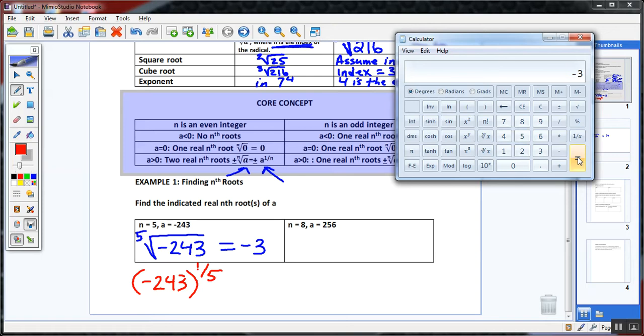Or I could have typed this in as negative 243 and raise it to what power? I could have raised it to the 1/5 power. Now, guys, when I raise this to the 1/5 power, where's my exponent key? Tell me if I'm getting warmer. Right here, x to the y, right? Make sure you put that 1/5 in as a fraction inside of parentheses.